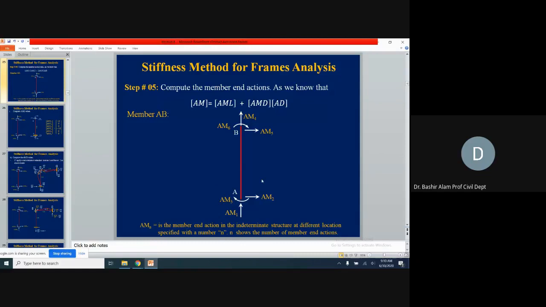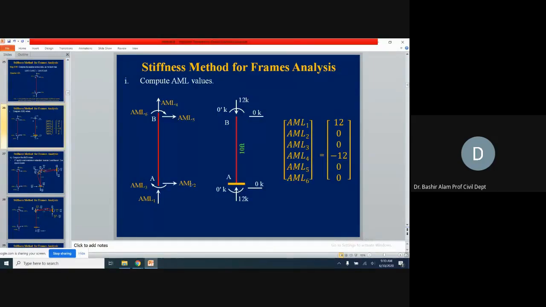You can start this from the horizontal at joint A. Let's say this is your AM1, this is AM2, this is AM3, or you can start from the moment also. But then that sequence has to be followed for the AMLs and the AMDs also. Now, AMLs, we are going to pick from where we generated our ADL values, which was the restrained structure under the actual loads.